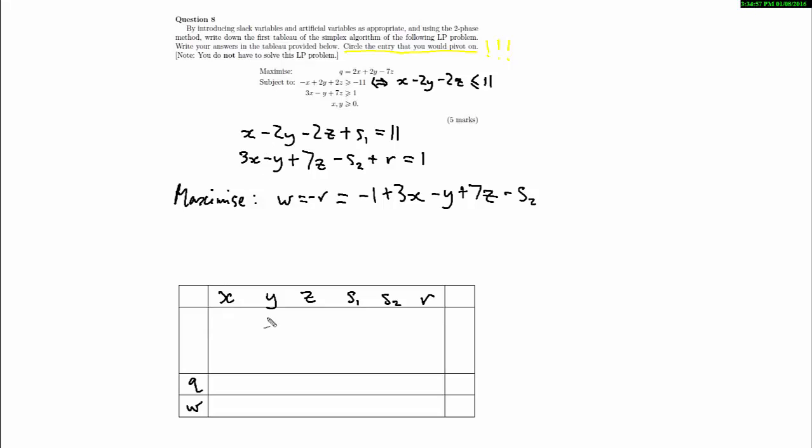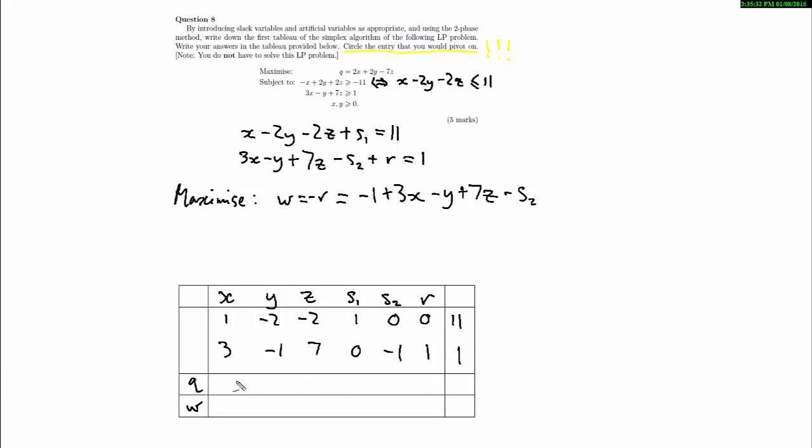So firstly, for the first row, we'll use our first constraint, which is fairly intuitive. So the coefficient in front of x for this constraint is 1, for y is -2, -2 for z, 1 for s1, and 0 for these two, and we have a value of 11 at the end there. Now for the second constraint, I'll do this a bit quicker. We have 3, -1, 7, 0, -1, 1, and 1.